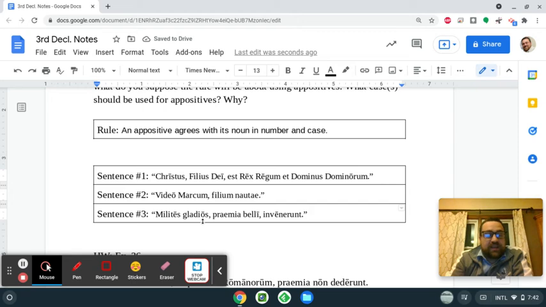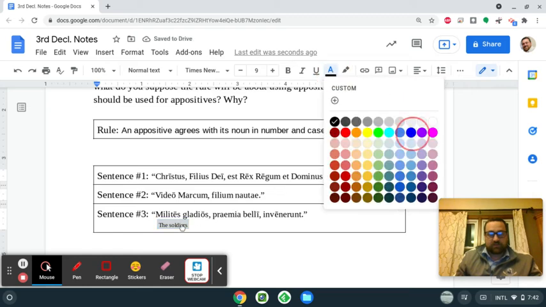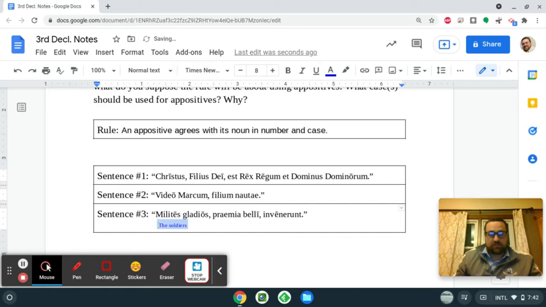The sentence is, milites gladios praemia belli invenerunt. So milites is the soldiers. So this is a plural subject. The soldiers. This is a little bit more complicated here. So what I'm going to do is I'm going to make these smaller. So the soldiers, and that's our nominative.